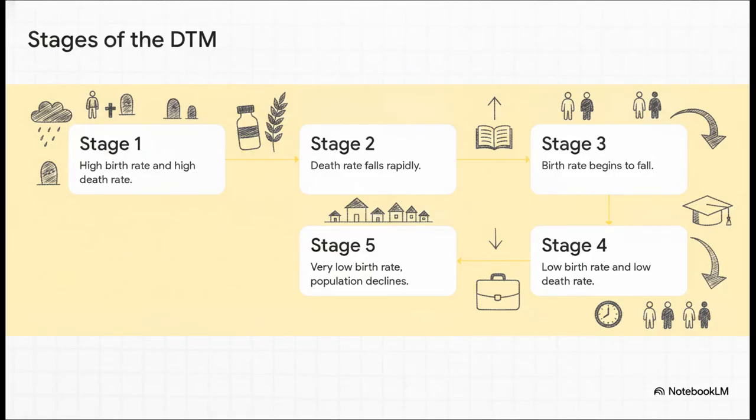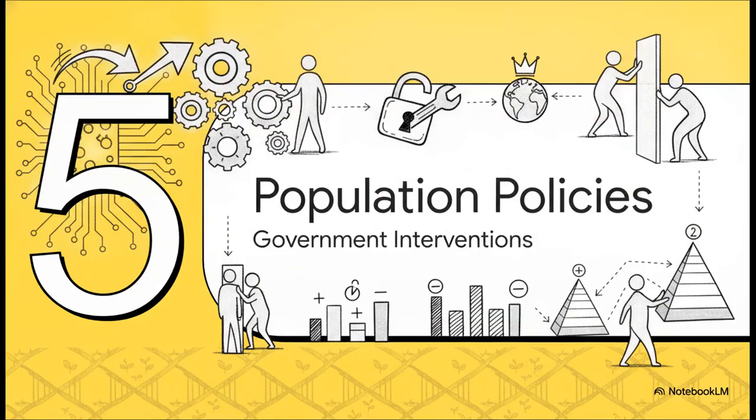Let's walk through how this builds across the 5 stages. In Stage 1, a society experiences high birth and death rates due to poor health and famine, keeping population growth very slow. Then, as medicine and food supply improve in Stage 2, death rates plummet, which sparks a rapid population expansion. By Stages 3 and 4, urbanization, better education, and career-focused lifestyles cause birth rates to fall, which stabilizes the population. Finally, a society reaches Stage 5, where birth rates fall so drastically low that the total population actively begins to decline.